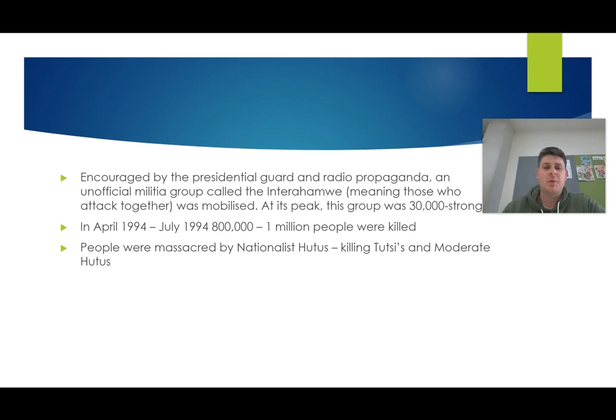Propaganda was spewed out, as well as the presidential guard. The Interahamwe militia group, which was not supported by the government overtly or officially, was mobilized and had 30,000 members. Over the next few months, from April to July, we see almost 1 million people killed in Rwanda. People were massacred by nationalist Hutus. They killed these moderate Hutus and Tutsis as well. So we actually saw the build-up to genocide happen quite rapidly. And then as soon as the president was killed, this campaign of retribution and genocide occurred.